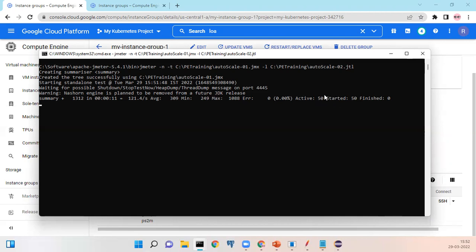This is the number of active users, and it is started and it is finished. So active is 50, started is 50. It means 50 users are running, and finished are 0. It means all 50 users are active at this point of time. Okay, now we have started the test. I think 40 seconds over.